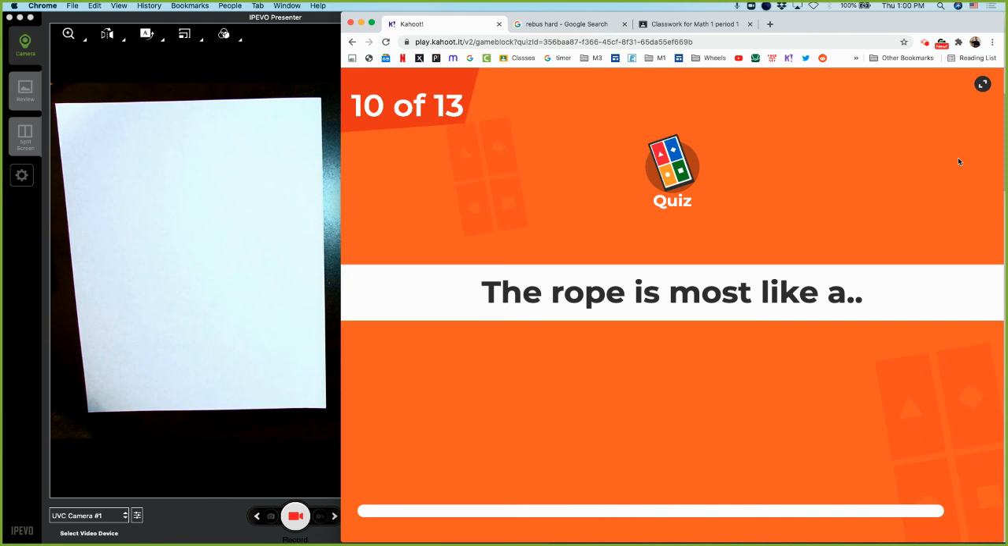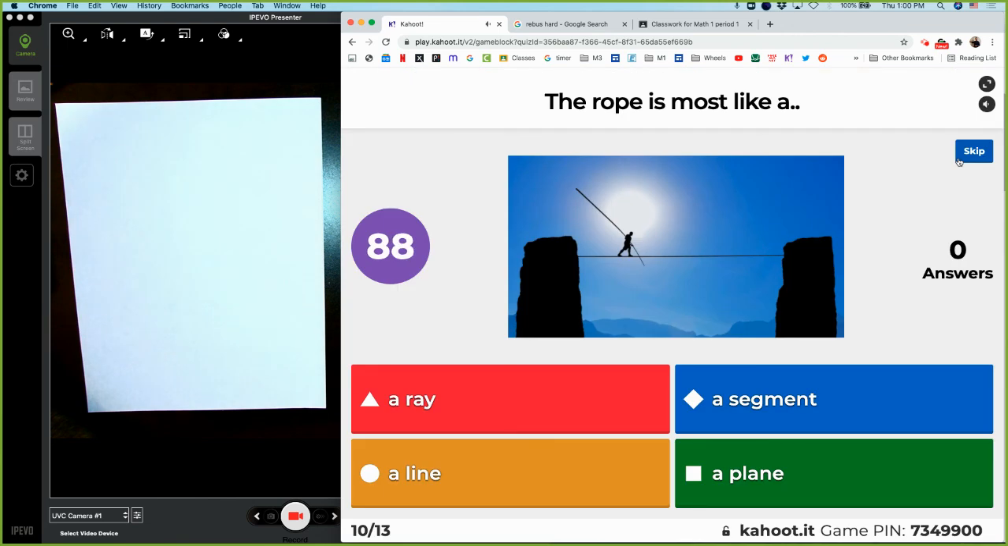A rope. The rope is most like a. The rope is most like a.